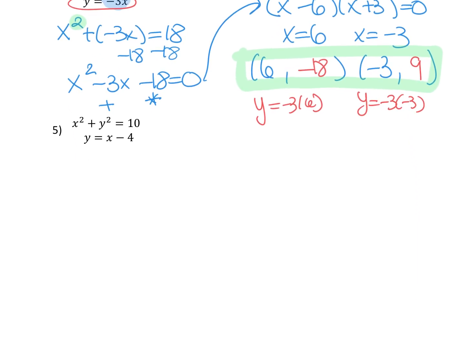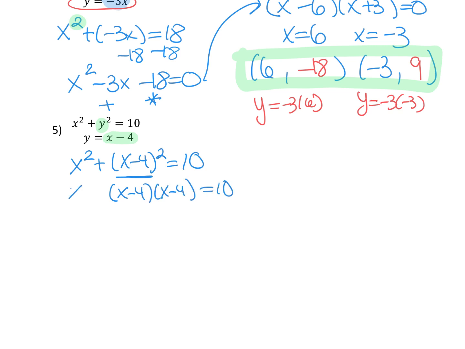In this last equation, I have a circle and a line, and again, this is set up for substitution. So I have x minus 4 is what y is equal to, so I'm going to substitute that in for y. So x squared plus (x minus 4) squared equals 10. Now when I have (x minus 4) squared, that means I'm doing x minus 4 times x minus 4. So we're going to write it twice. And then I'm going to FOIL this out. So x times x is x squared. X times negative 4 is negative 4x. Negative 4 times x is negative 4x. Negative 4 times negative 4 is 16.